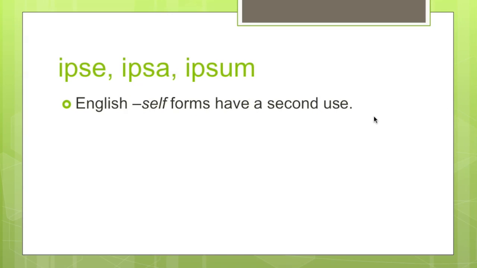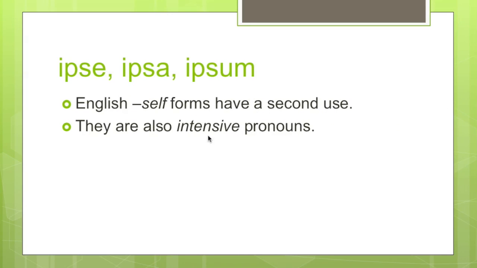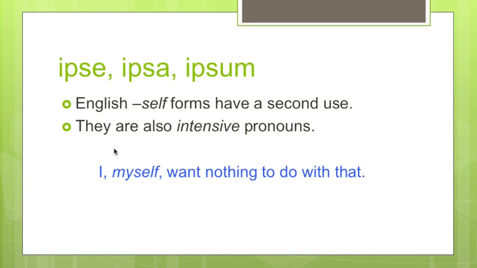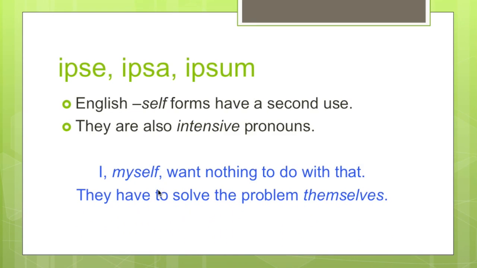English self forms have a second use. They are also intensive pronouns. Let me show you what an intensive pronoun is. If you say, I myself want nothing to do with that, myself is called an intensive pronoun. It intensifies the meaning of I. This is not a reflexive here. This is an intensive pronoun. It's a very different thing. Here's another example. They have to solve the problem themselves. This is not a reflexive. This is an intensive pronoun, and it's intensifying the notion of they.